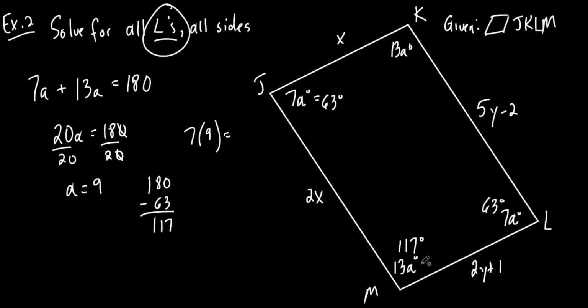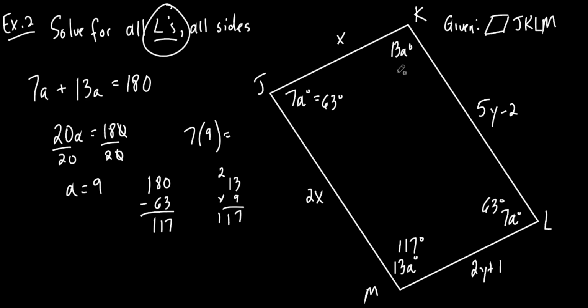Or you could just go 13 times 9, if you wanted to. It wouldn't be that difficult to do. 13 times 9, remember this? 9 times 3 is 27. That's 9 plus 2 is 11. There you go. You still got 117. Everybody with me? All right, so that's 117.